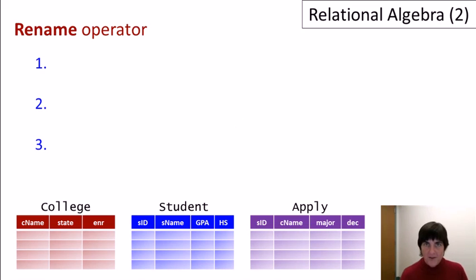Our last operator is the rename operator. The rename operator is necessary to express certain queries in relational algebra. Let me first show the form of the operator and then we'll see it in use.